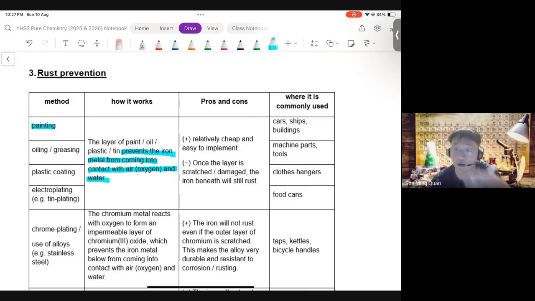I can apply a layer of paint. The layer of paint will prevent the iron from coming into contact with oxygen and water. I can apply a layer of oil or grease. I could use a coating of plastic. I could even use a coating of metal by electroplating a metal onto the surface of the iron. All of these work. All right.